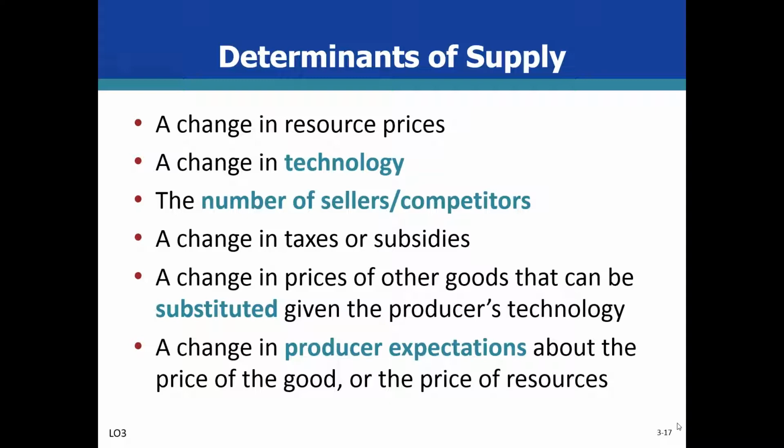If producers expect the price of corn will be twice as high next year than it is today, then the corn supply curve will shift to the left. Why? Why would they decrease today's supply? If they expect the price to be lower, then they would increase the supply to take advantage of today's prices.